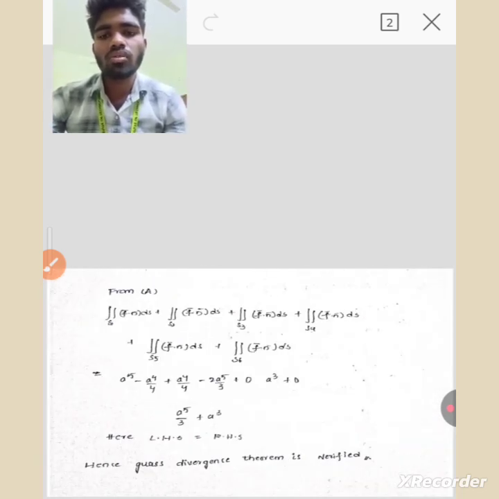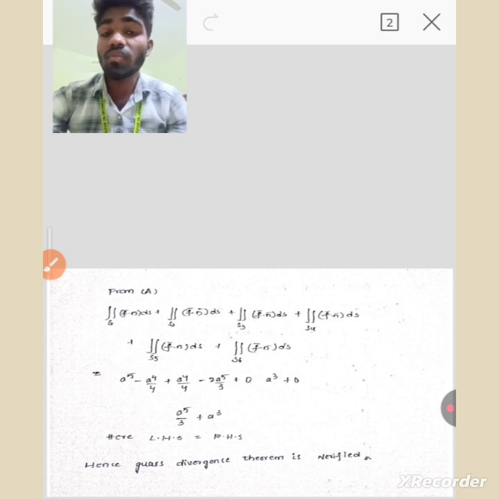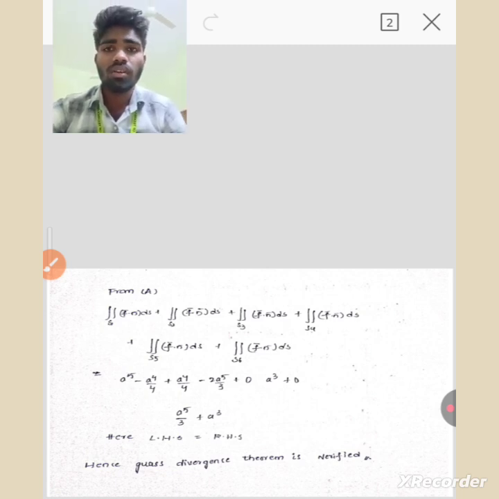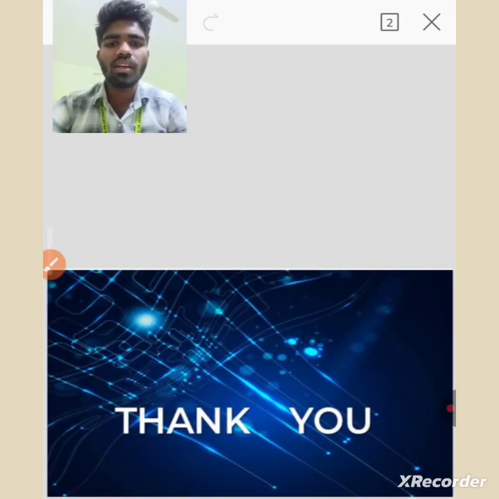Now we have to substitute all those values in equation A. We get the total value a power 5 minus a power 4 by 4 plus a power 4 by 4 minus 2a power 5 by 3 plus 0 plus a cube plus 0. The total value we get is a power 5 by 3 plus a cube. Here the LHS equals the RHS, hence Gauss divergence theorem is verified. Thank you.